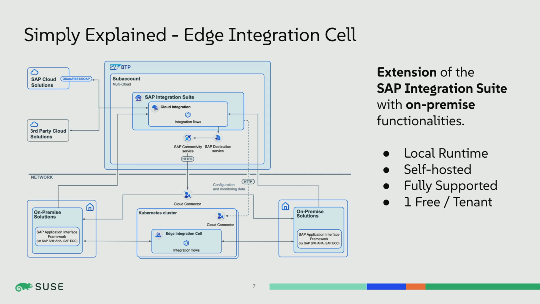That's why we are here, because we use SUSE Rancher for SAP applications to provide this Kubernetes cluster for these Edge integration cells. So it's a local runtime. It is self-hosted. It's fully supported by SAP and also SUSE, and you get one free license from SAP for each Integration Suite tenant you are running. So it's easy to come to this Edge integration cell.